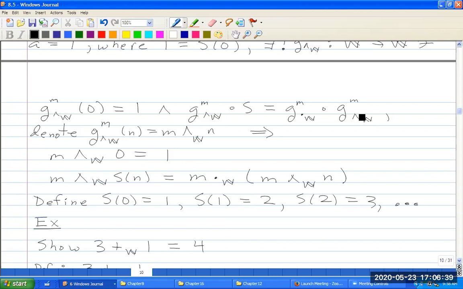So let's see what this says. This is exponentiation by m of the successor of n is multiplication by m of the exponentiation of m. So it just says that m to the power n plus 1 is m times m to the n. And that's what this says also.